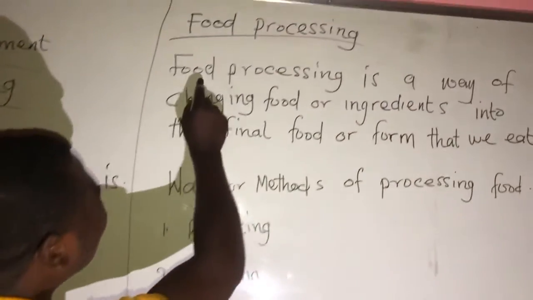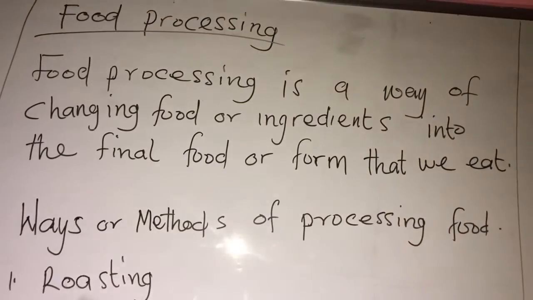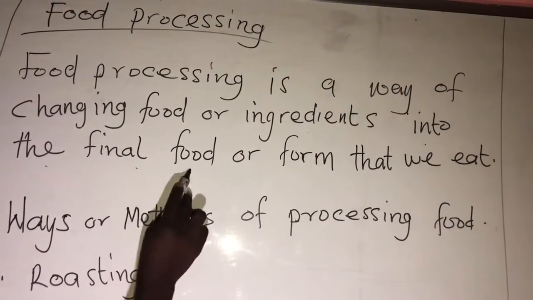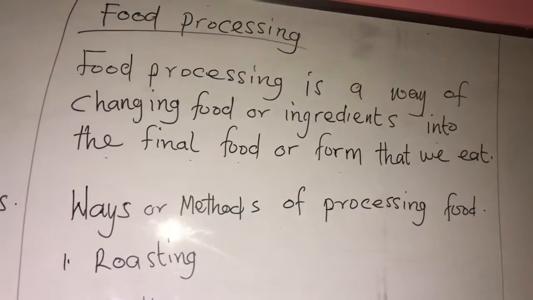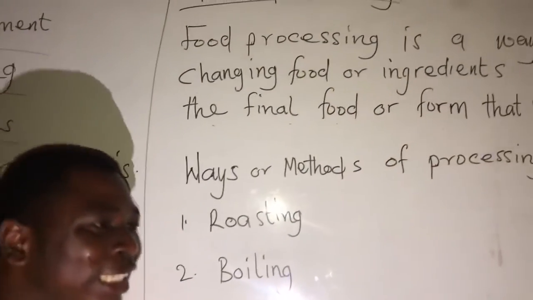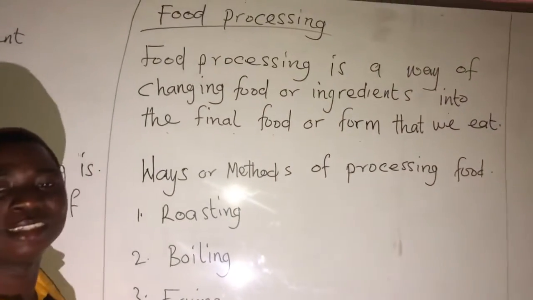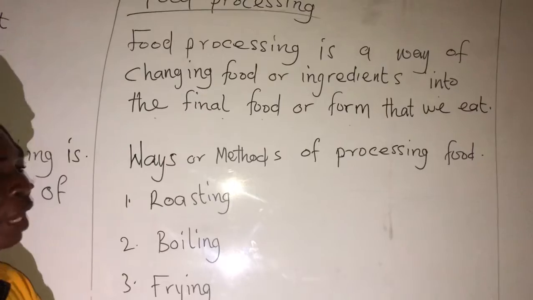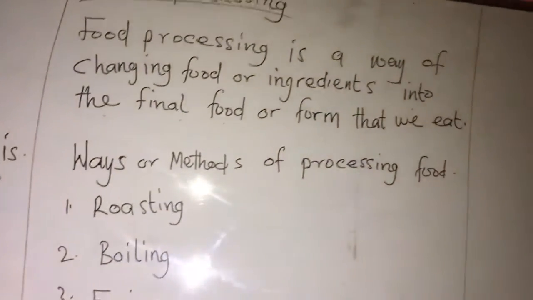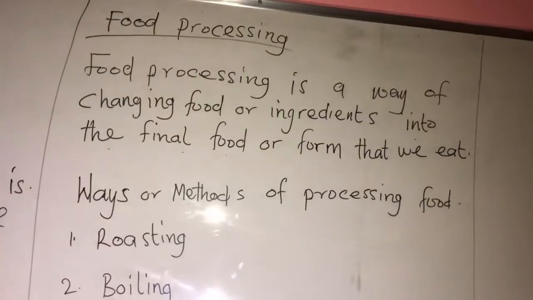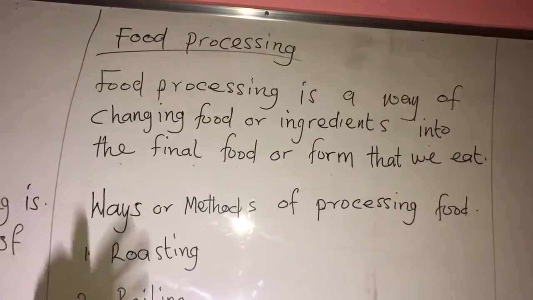So now let's take the definition. Food processing is a way of changing food or ingredients into the final food or form that we eat. Ingredients like tomatoes, pepper, onion, garlic, and so on. Before you can eat rice, you have to put all these ingredients together and mix them and prepare the stew. Then you pour some of the stew on your rice before you can eat it. This is what we call food processing.